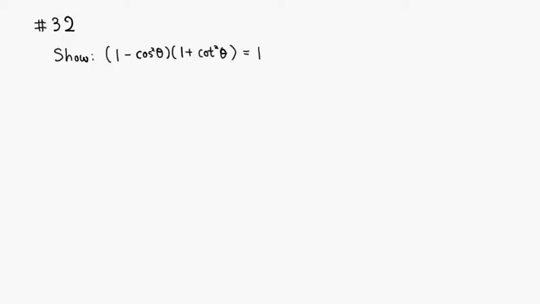Alright, so there are some identities that we need to know. Here, 1 minus cosine squared of theta is, as we know, just sine squared of theta. Right? Then also 1 plus cotangent squared of theta is equal to cosecant squared of theta. Right? So if you remember those, that's actually pretty good. But if you don't, we can derive these guys.